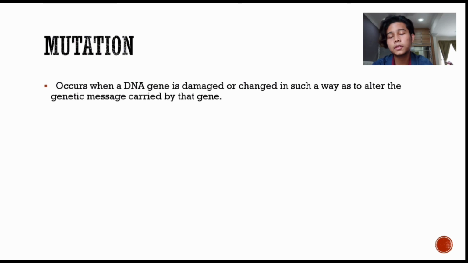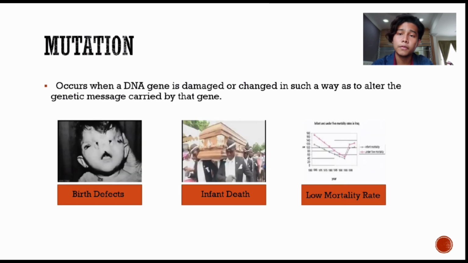Now I will talk about the mutation that happens to babies. Firstly, they have birth defects. Birth defects means they are not complete, not a perfect condition, like they don't have a nose or have large heads. They are like what we call in Malaysia, PPKI, something like that.